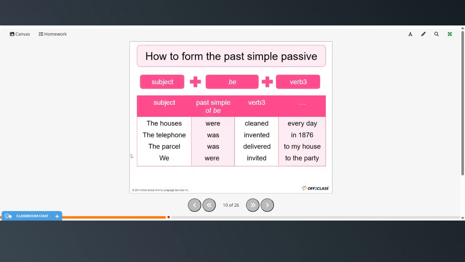And to form the past simple passive, you have the subject and the to be verb, and again, the third form of the verb. The houses were cleaned every day. The telephone was invented in 1876. The parcel was delivered to my house. We were invited to the party.